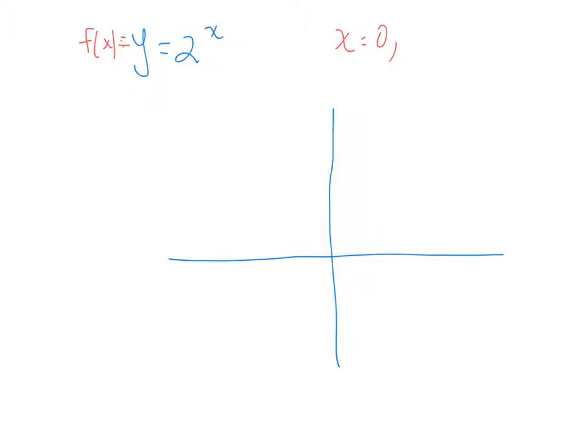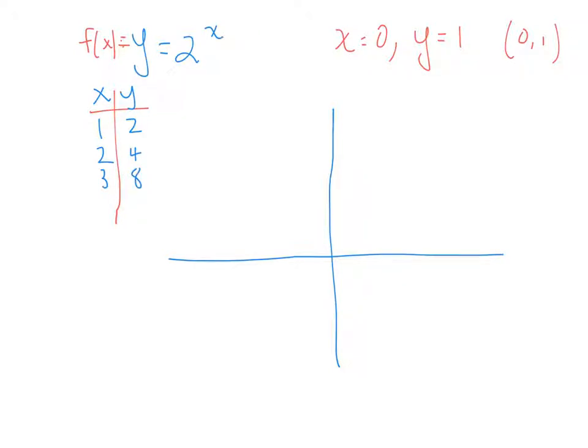So if x equals 0, then 2 to the 0th is just 1, so we get y equals 1, so we have the point (0, 1). That's going to be the y-intercept, which is where it crosses the y-axis. Now, you can plot some other points. If x is 1, then y is 2. If x is 2, then y is 4. If x is 3, then y is 8, and so on. And you can see that it's growing.